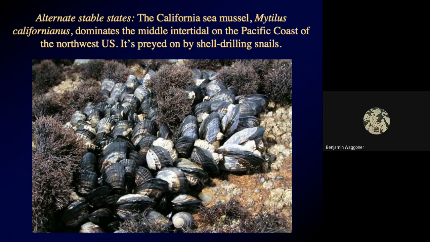What you're looking at is a bed of clams that cement themselves to rock by means of some very strong threads that they secrete. This is the California sea mussel, Mytilus californianus.